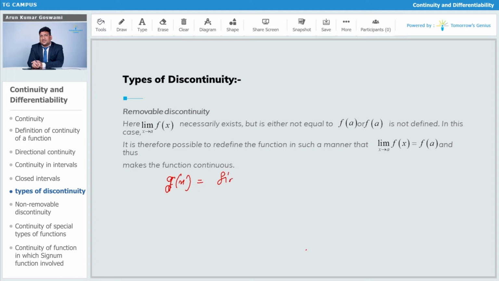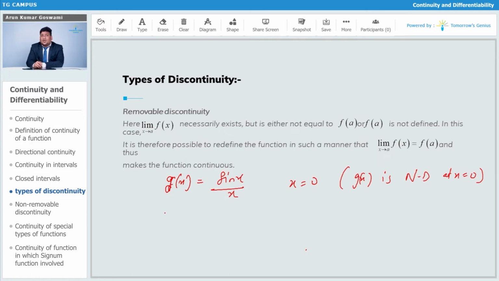The function is sin x by x. So if I take x equal to 0, the function is not defined. Basically, we can say that g of x is not defined at x equal to 0. So there is no chance that we should talk about whether the function at x equal to 0 is continuous or not. But we can.